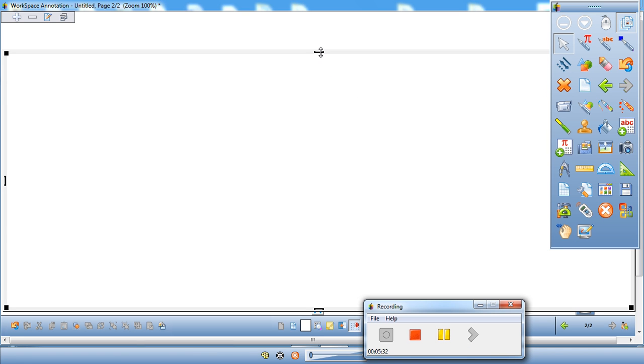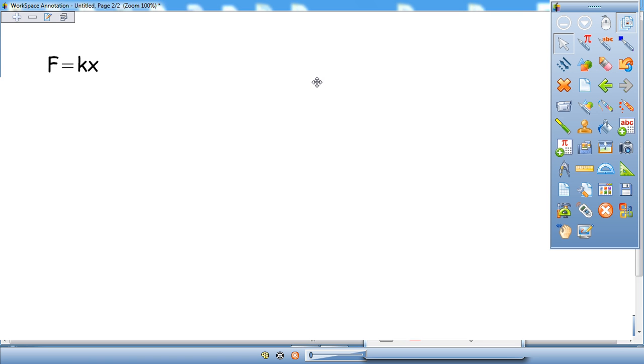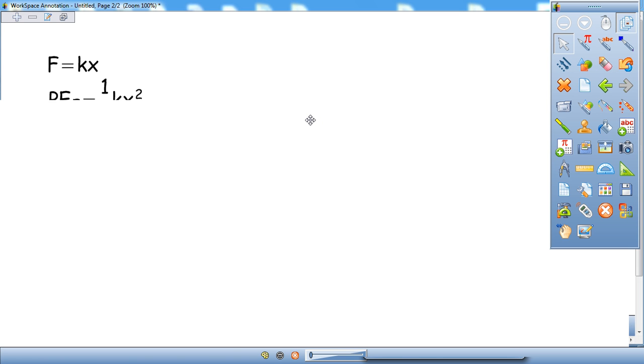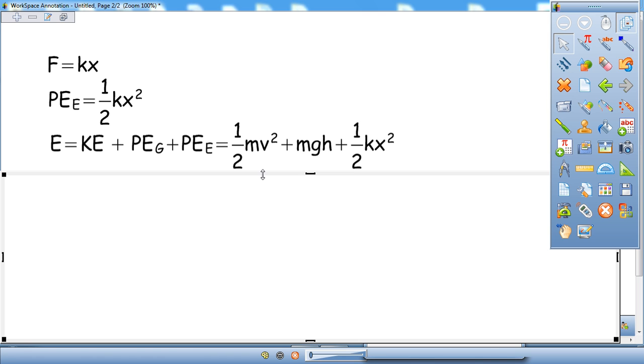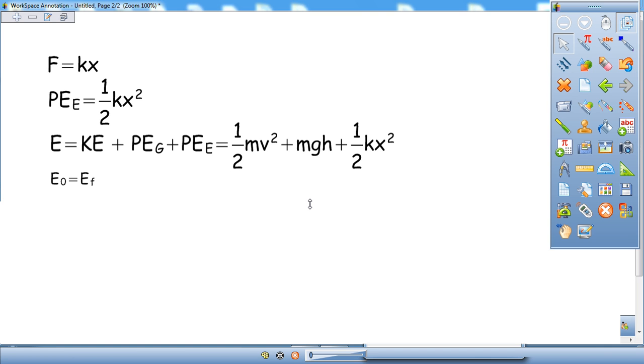Okay, so I've made a new page, and let's see what we've got here. We know F equals kx. Elastic potential energy is 1/2 kx squared. Now, total mechanical energy is kinetic energy plus gravitational potential energy plus elastic potential energy. So it's 1/2 mv squared plus mgh plus 1/2 kx squared. And then we have that E initial equals E final.